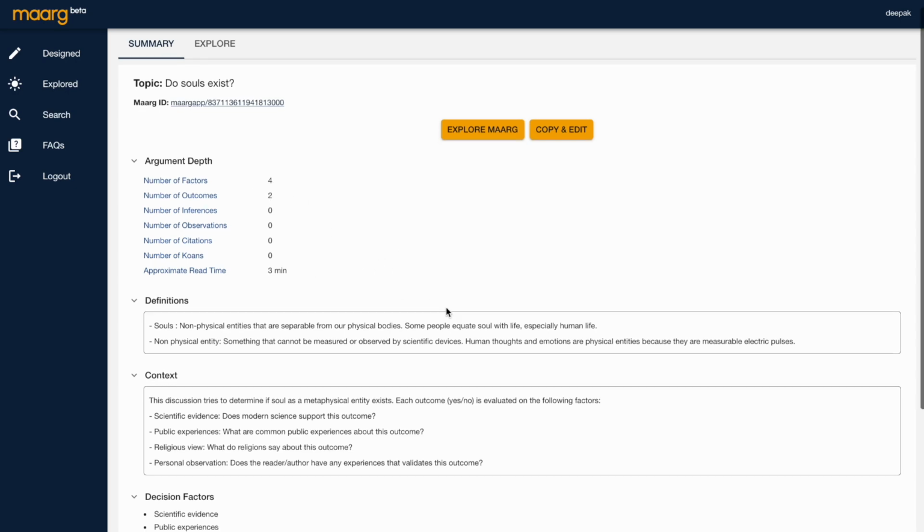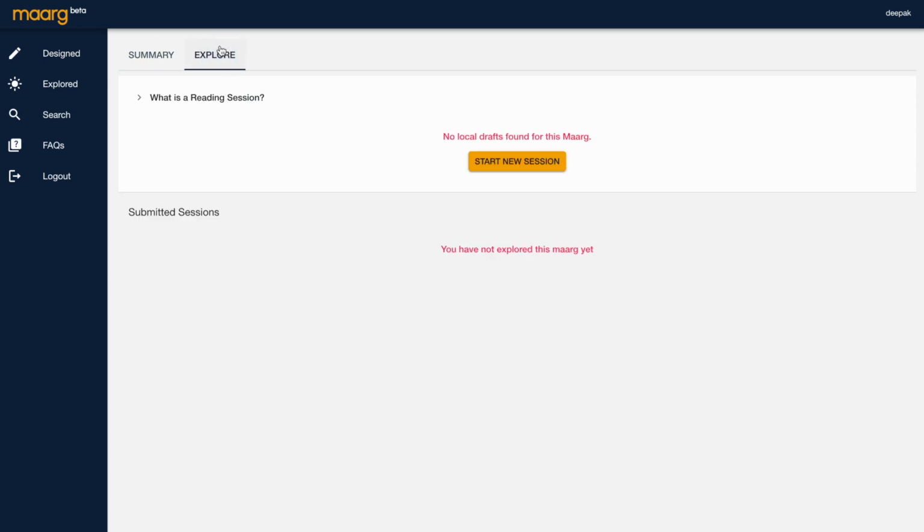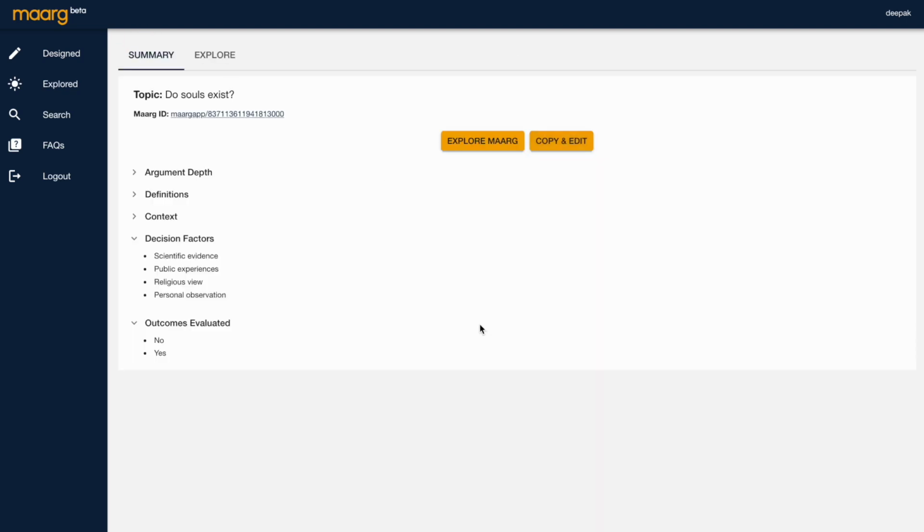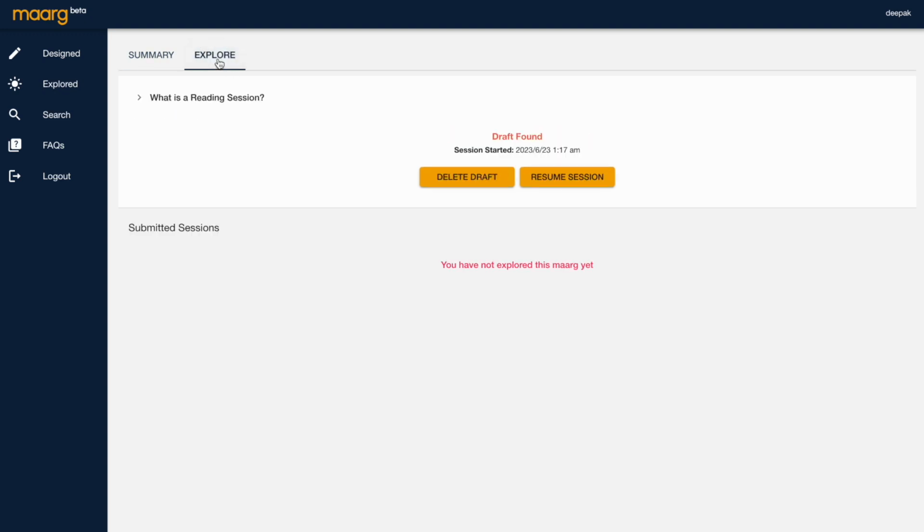So if this overview looks good, what we can do is move to the Explore tab and start a new session, which is a guided reading session. Once we start this, as you can see, we are now in a guided tour or a guided view. The advantage of a reading session is basically if we exit, or let us say we lose internet connection, everything over here is actually saved. So this is very helpful if we have longer Maargs and more complex Maargs to read.